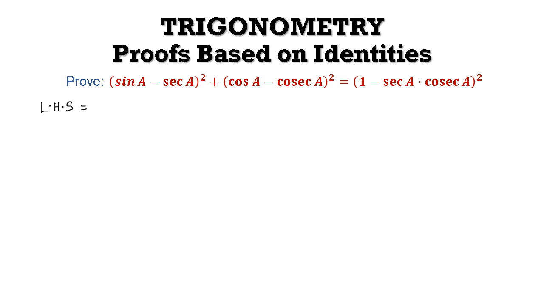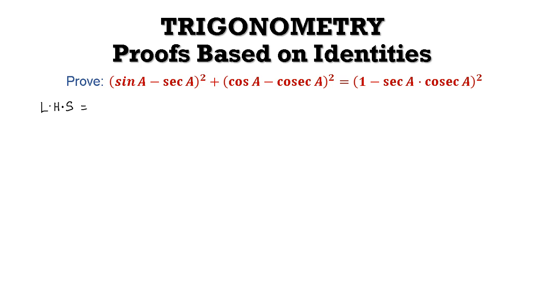Now we should always be wary where we are going. We are to prove left hand side equal to right hand side, and on the right hand side there is just secant A and cosecant A, while on the left hand side, apart from secant A and cosecant A, there are sine A and cos A. We know that cosecant A is the reciprocal of sine A and cos A is the reciprocal of secant A. So we can change sine A and cos A into cosecant A and secant A respectively.